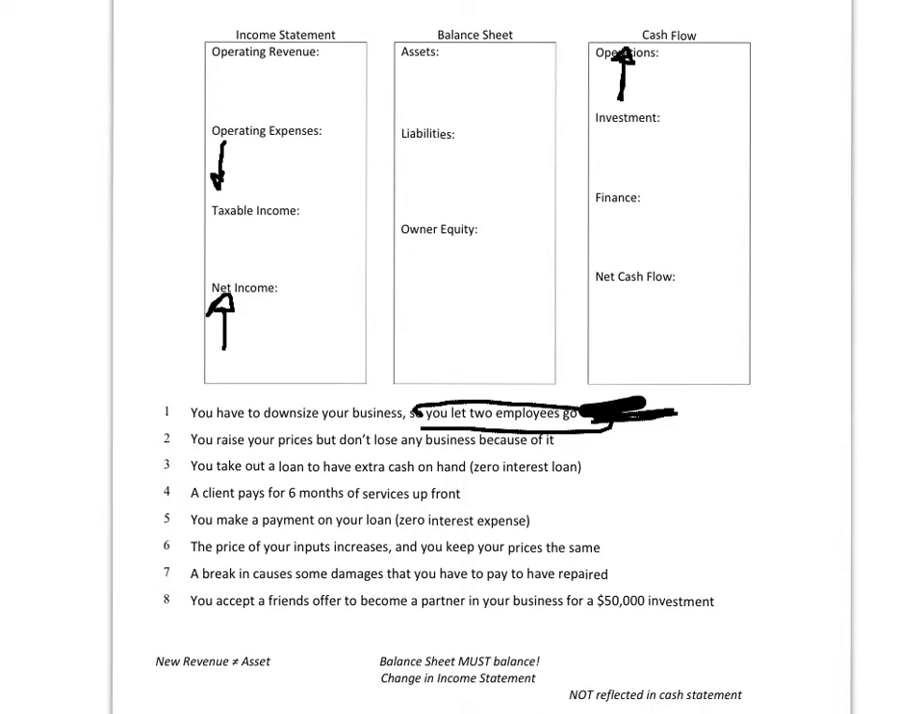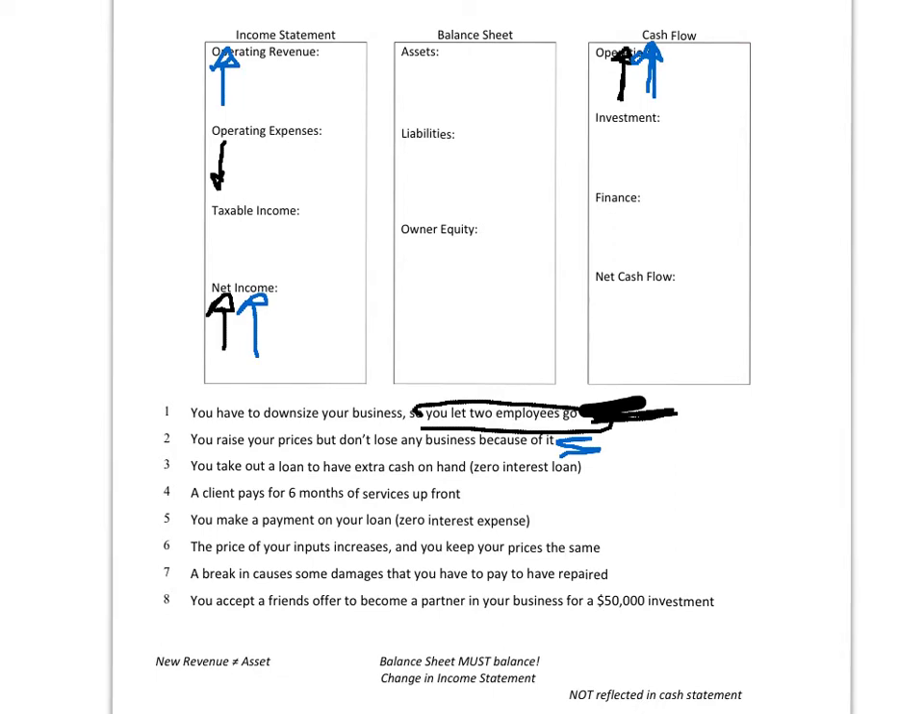And you raise your prices but don't lose business because of it. So we should interpret this as an increase in revenue, which means an increase in net income, which means an increase in cash from operations. Remember this connection. So anytime you're going to see net income change, it's going to flow on over and make it so that the net cash flow changes, and it'll go in the same direction.